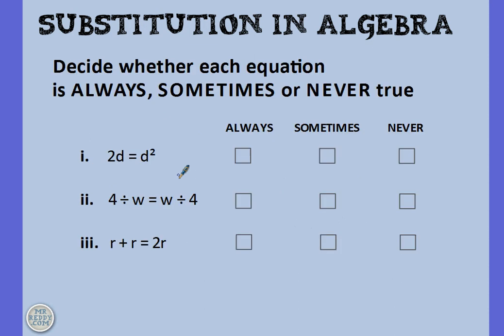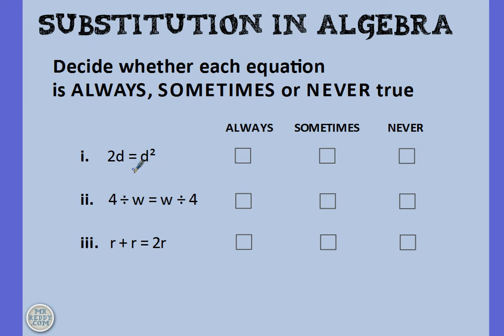Last question. Decide whether each equation is always, sometimes, or never true. It doesn't really tell you any more about how to do this. It says 2d equals d squared. Is that always, sometimes, or never true?